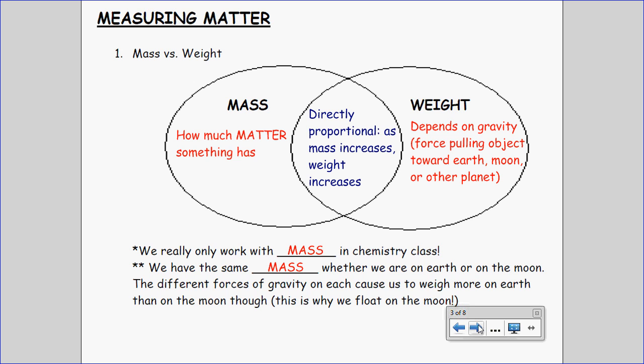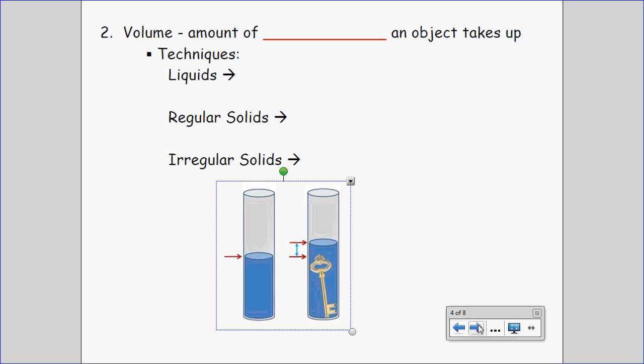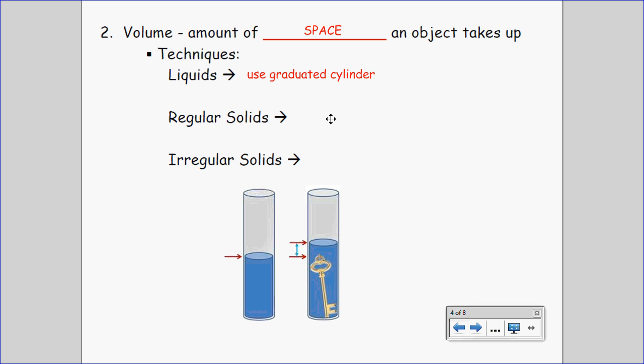Now, let's talk about measuring volume. It's the amount of space an object takes up. In liquids, we use a graduated cylinder. It's the big long glass tube with numbers along the sides. For regular solids, we're going to use that geometry formula, length times width times height. But for irregular solids, we're going to use this displacement method, which is illustrated to you below.